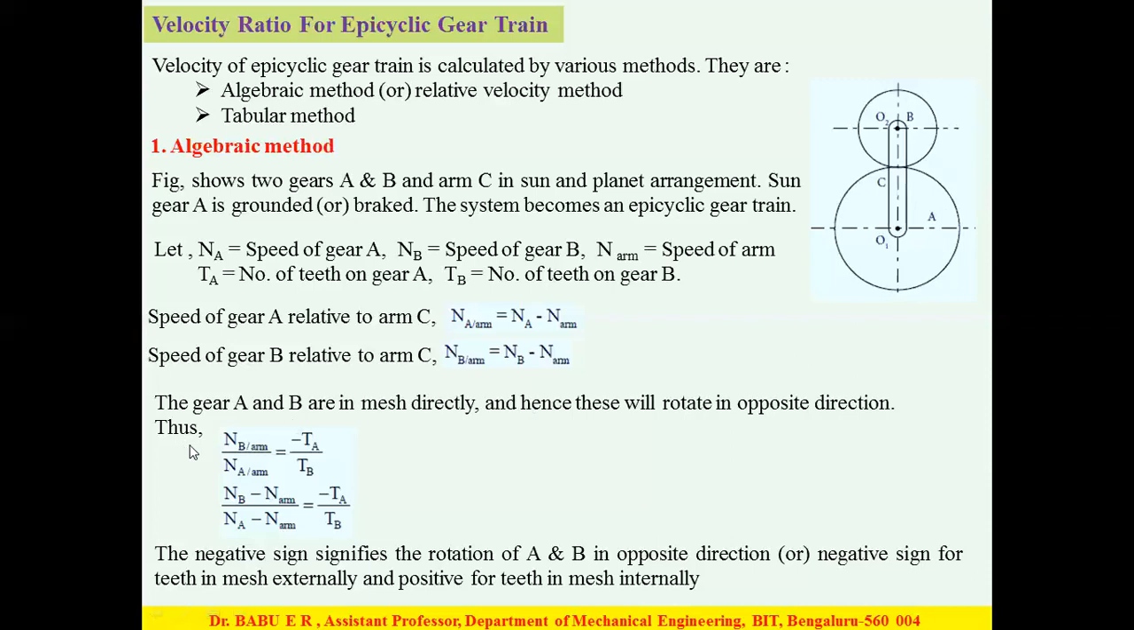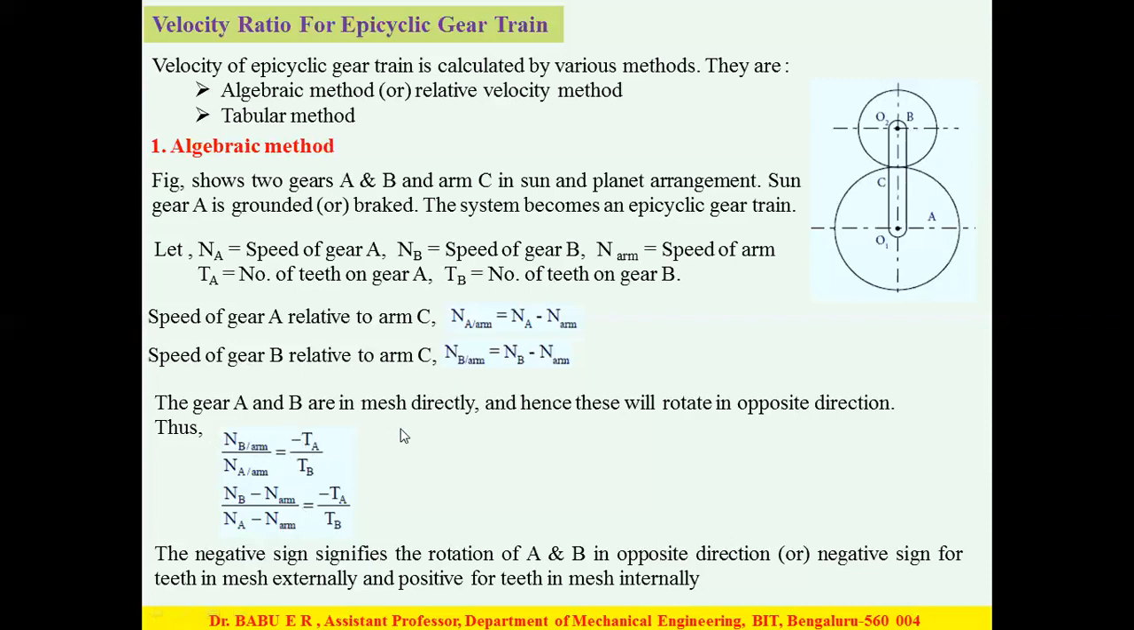Thus the ratio of the speed of gear B relative to the arm to the speed of gear A relative to the arm, that is the velocity ratio, equals minus the number of teeth on gear A by the number of teeth on gear B. Here the negative sign represents the opposite direction. When the gears rotate in opposite directions, we use a negative sign. When they rotate in the same direction, we use a positive sign.